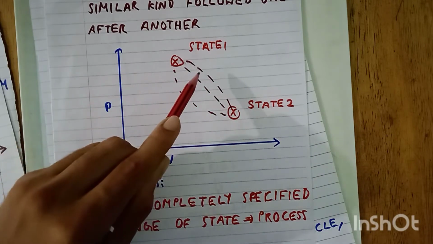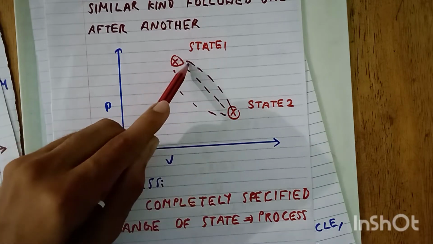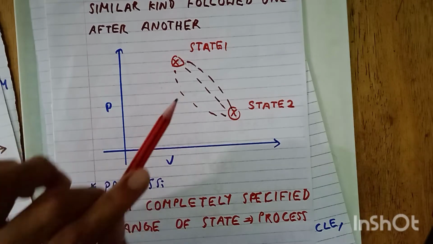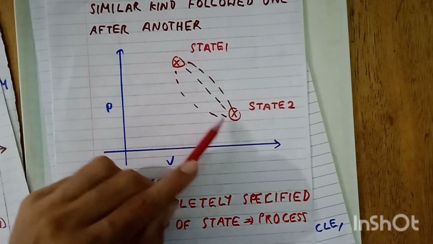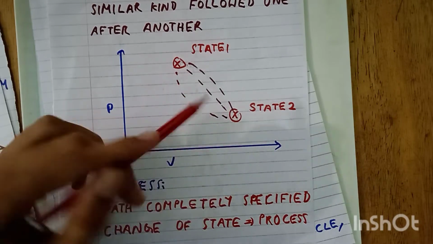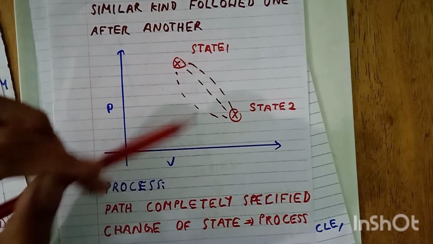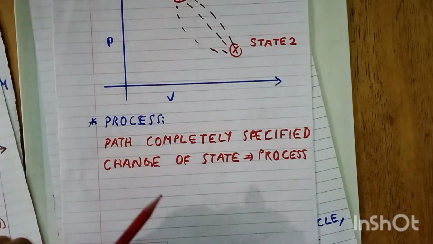A succession of states passed through during a change of state, that we call the path of change of state. The path can be of different kinds. It can be this path or this path, so it may vary based on the process. You will understand this path further while seeing another term, which is called process.